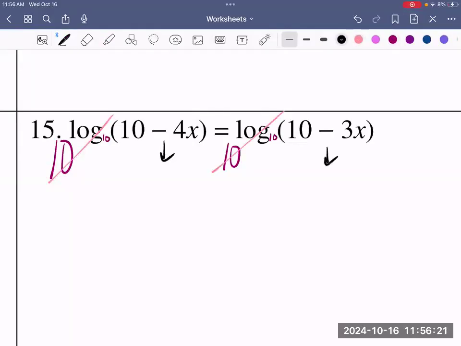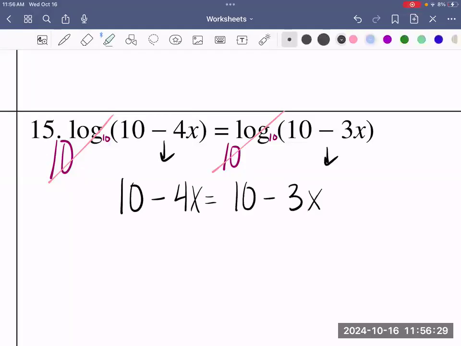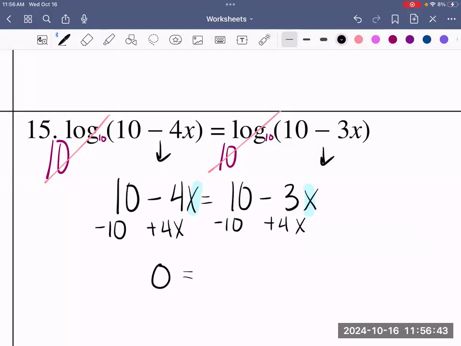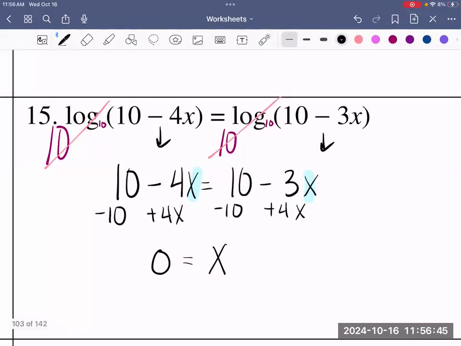And it drops. So we're left with 10 minus 4x is equal to 10 minus 3x. So let's go ahead and get your x values alone into one side. We can do so by subtracting this 10, and then adding the 4x to the other side. So we're left with 0 on one side is equal to x on the other. So x is equal to 0.